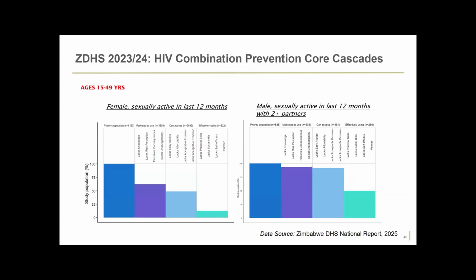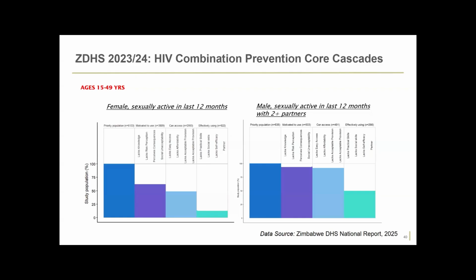So these are examples of data or graphs that we managed to incorporate in the 2025 Zimbabwe DHS, where we have these bars, for example, ages 15 to 49, females who are sexually active in the last 12 months. On the right, males sexually active in the last 12 months with 2+ partners. So you can see from the study population that these are the numbers.